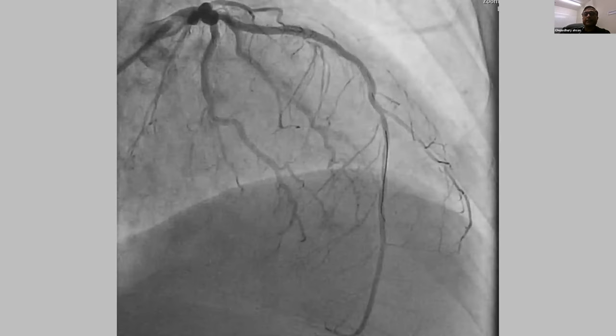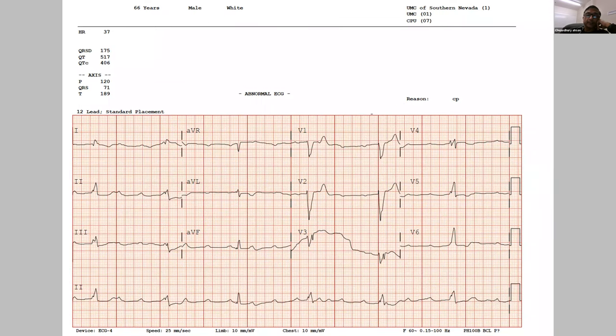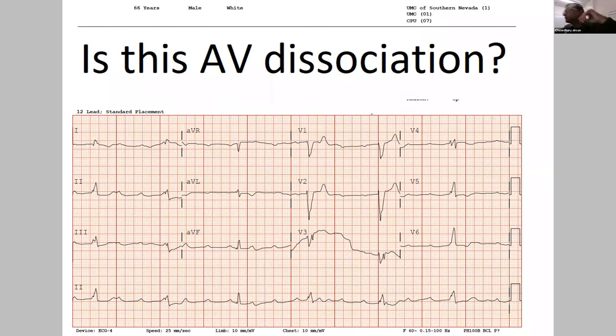So the patient had the revascularization done, and then the patient was doing good, and then got lightheaded with palpitations. And this repeat EKG, and then followed by that, this EKG. Anybody, any comment on this ECG? Yeah, there are more A waves than V waves, and the PR interval is not very consistent. So there's some concern about the AV association going on.